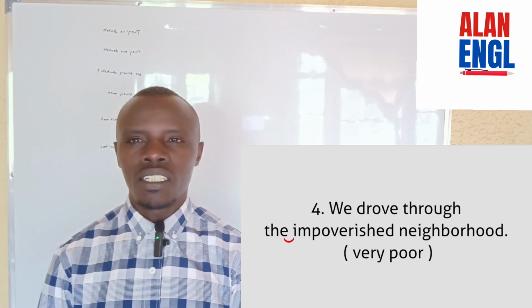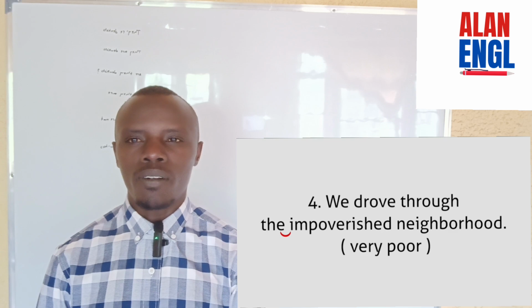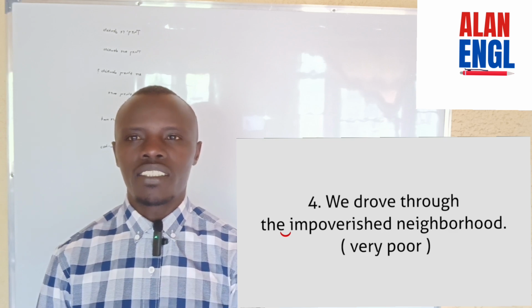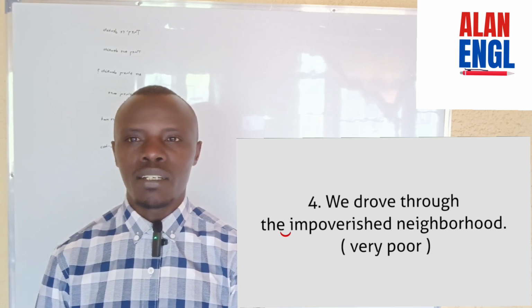Number four, very poor. The advanced word for very poor is impoverished. For instance, instead of saying we drove through a very poor neighborhood, you can say we drove through the impoverished neighborhood.